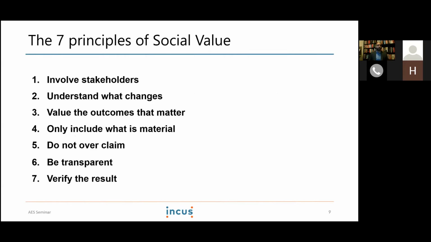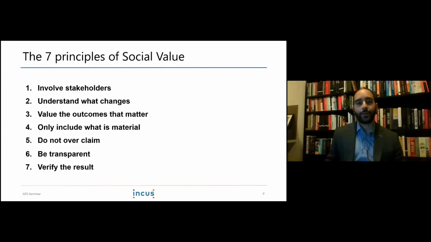So what are the 7 principles of social value? Anyone who might have read ahead might have seen these, but there are 7 of these. Number 1, involve stakeholders. Number 2, understand what changes. Number 3, value the outcomes that matter. Number 4, only include what is material. Number 5, do not overclaim. Number 6, be transparent. And number 7, verify the result. Nothing groundbreaking there, but just a sort of pithy set of ground rules that we can use when we are doing our measurement work, when we are doing our evaluation work.